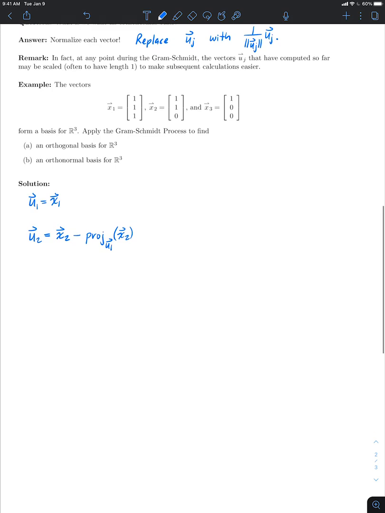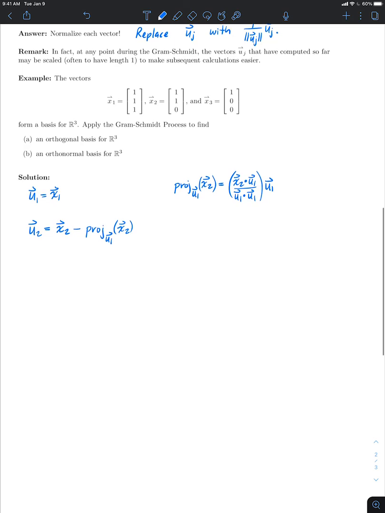So we're going to have to compute a projection here. So we better compute the projection of x2 onto u1. Okay, so there's a formula for that. We take the dot product of x2 with u1, and then we divide that by the dot product of u1 with u1. And then that all gets multiplied onto u1. So that is the projection formula at work. But then, of course, there's a couple dot products that we've got to compute. So let's do that now.